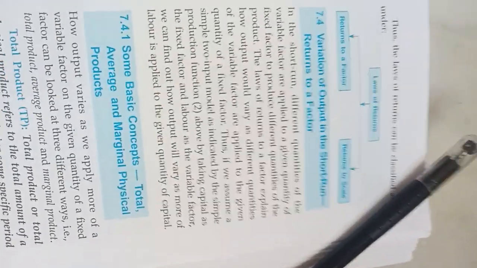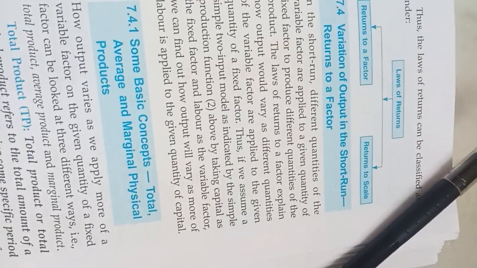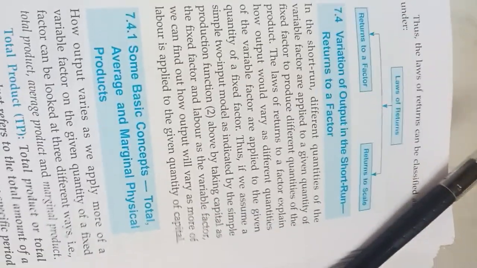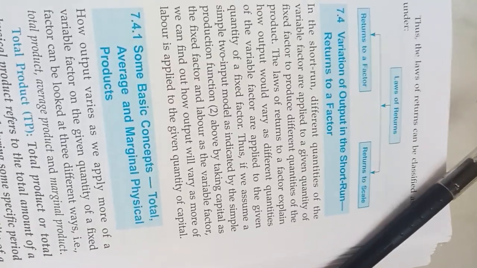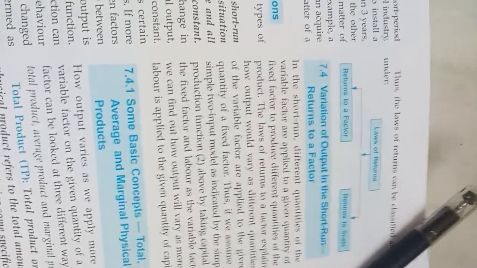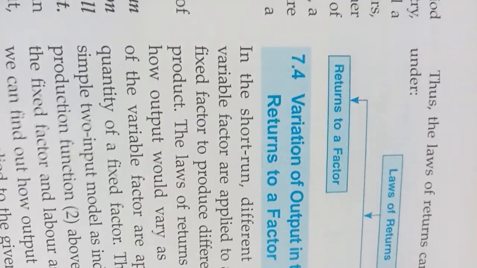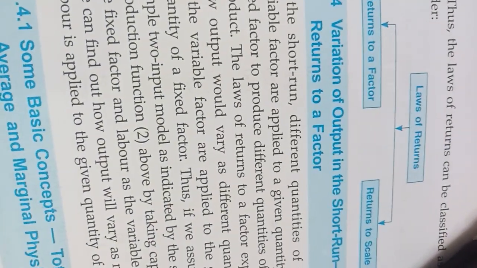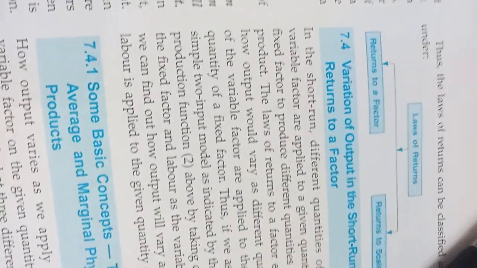Now, in the laws of returns in this chapter, we have two laws: returns to a factor and returns to scale. By the way, returns to scale, that is the long run's law, long run production function's law, is not there in the ISC syllabus. Law of returns to a factor, we can say law of returns to a variable factor. This is very much there in the ISC syllabus, and it's very, very important. Variation of output in the short run: law of returns to a factor.